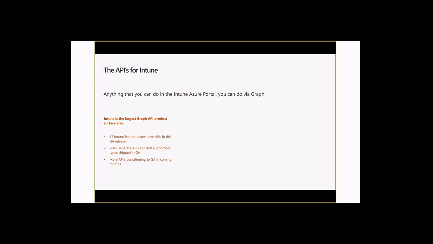As Yina mentioned, we had 17 different feature teams that have built the APIs that were in this last month's GA release. That's over 200 different APIs and 488 supporting types that we shipped in GA. It represents about 85 to 90% of all of the API surface. So we're still doing some validation and getting feedback on a few more APIs, and those will be transitioning to GA in the coming months. So if you have some applications that are still using the ones in beta, make sure you get your feedback in so that we can ensure they're ready to go when we transition those to GA.